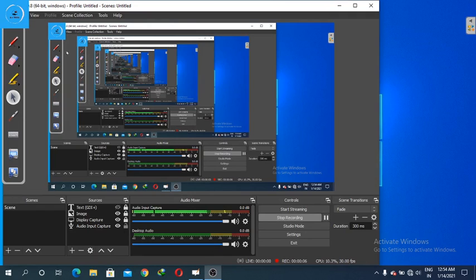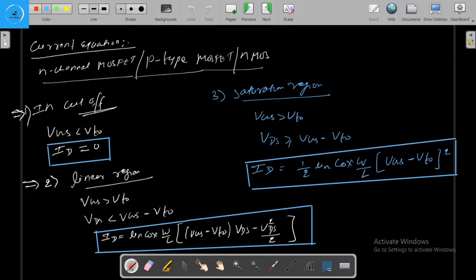So, last video we have seen the working of the N-channel MOSFET, or we can say N-MOS. We have seen the current equation also for the N-MOS. Now we are going to see the channel length modulation. What is the channel length modulation?